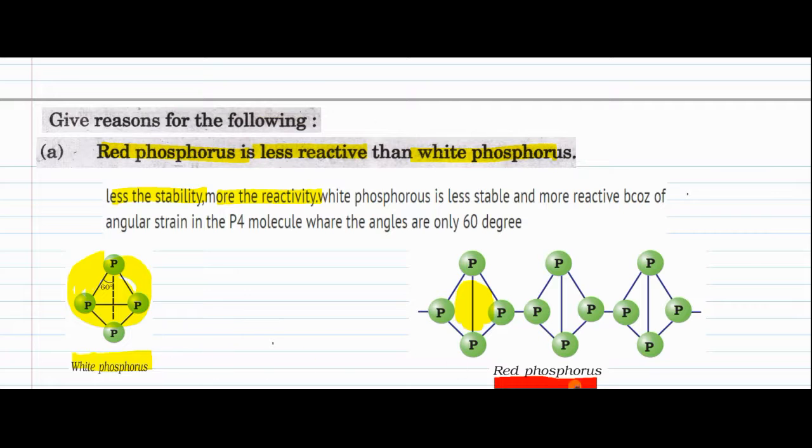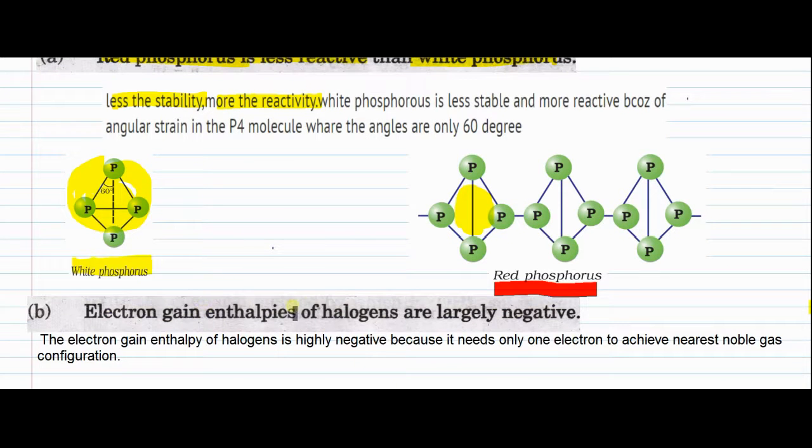Electron gain enthalpy of halogens are largely negative. The electron gain enthalpy of halogen is highly negative because it needs only one electron to achieve nearest noble gas configuration. Fluorine, 9 atomic number, 2 7 plus 1 electron, fluoride 2 8, nearest noble gas neon.